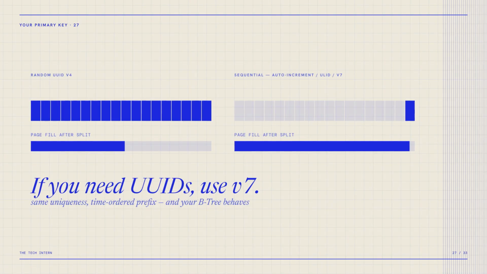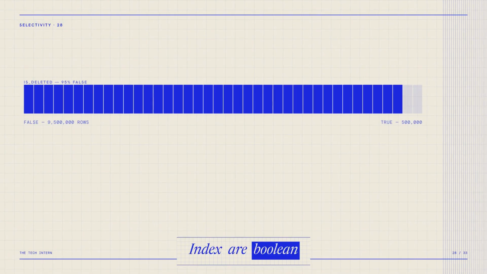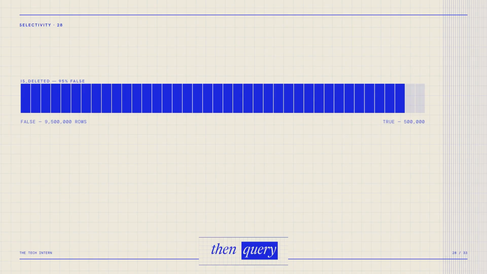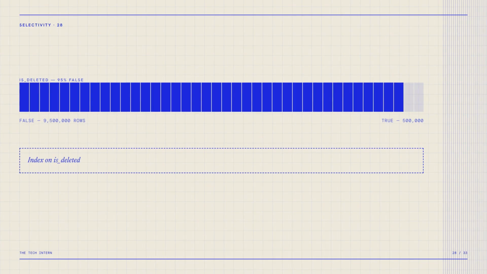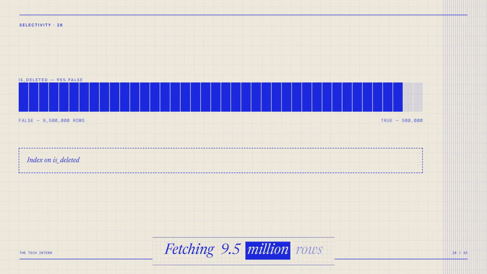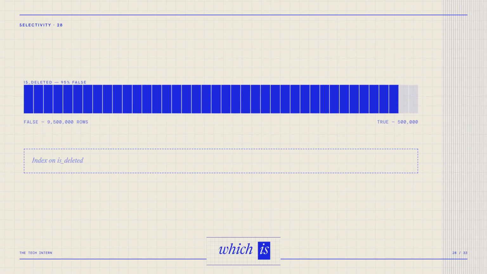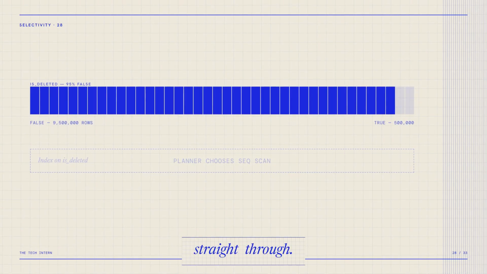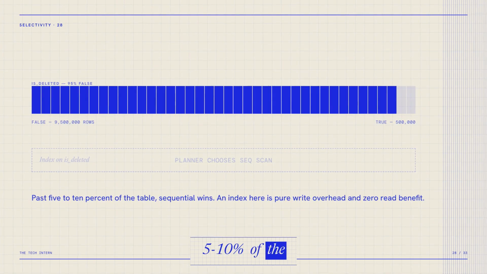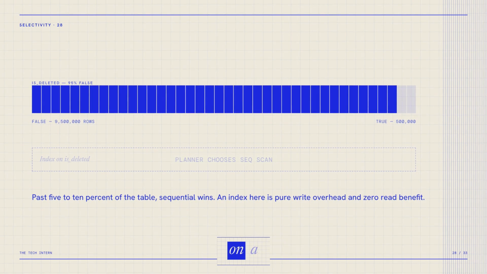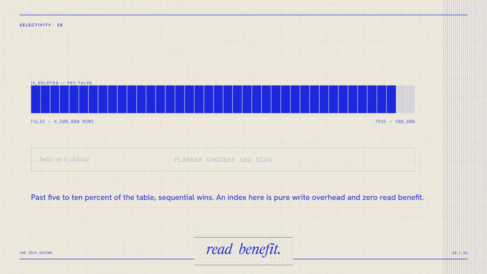behaves. 4. Low cardinality kills indexes. Index a boolean where 95% of rows are false, then query for false. The planner looks at it and does a sequential scan anyway. Correctly. Fetching 9.5 million rows through an index means 9.5 million random heap lookups, which is far worse than reading the table straight through. Rough rule: once a query returns more than 5 to 10% of the table, sequential wins. An index on a low selectivity column is pure write overhead and zero read benefit.